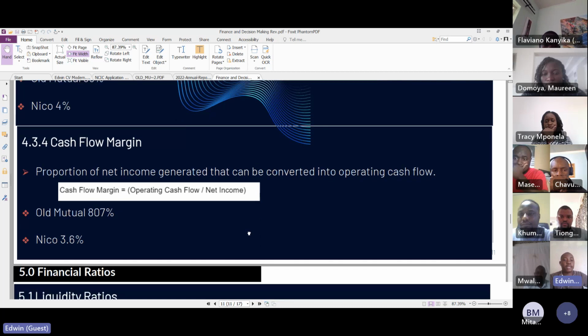And the cash flow margin, Old Mutual had about 800%, while NICO had 3.6%. The cash flow margin is just the proportion of the net income generated that can be converted into operating cash flow, and this cash is generated from the company's core operating activities.